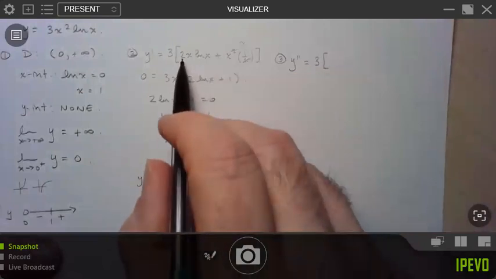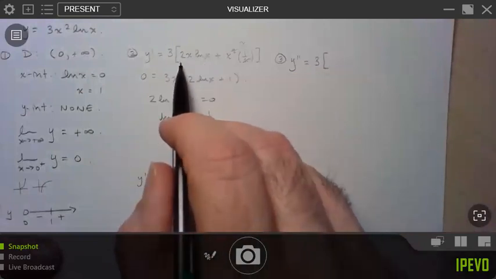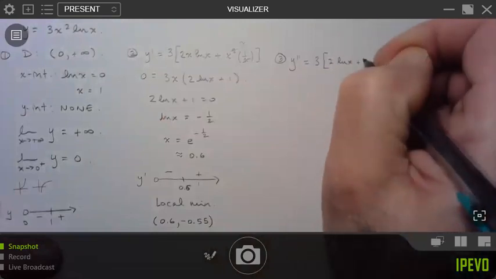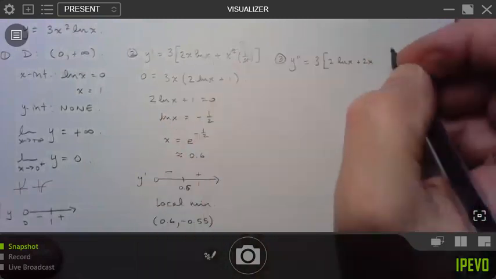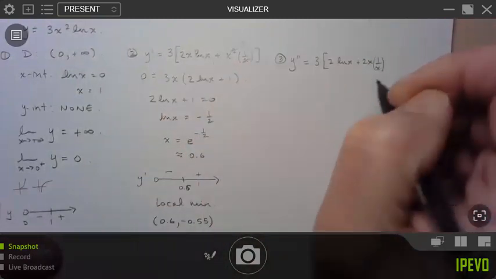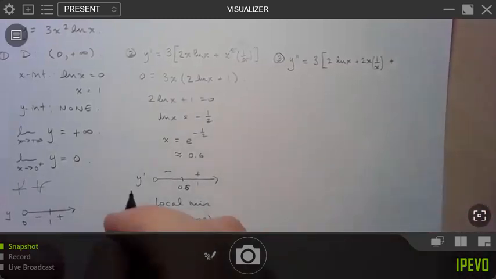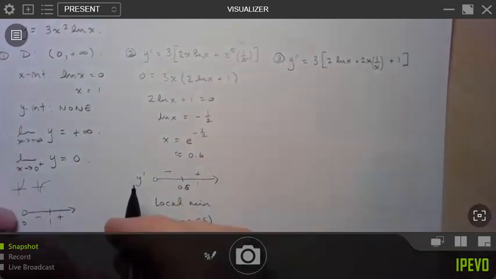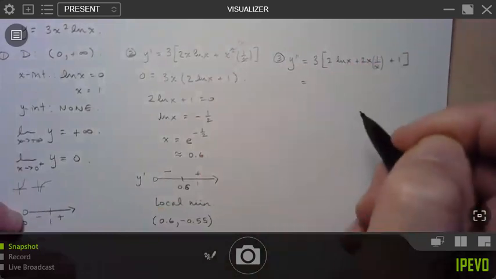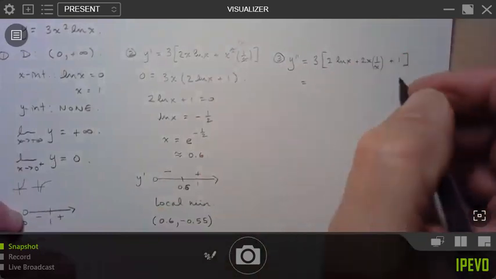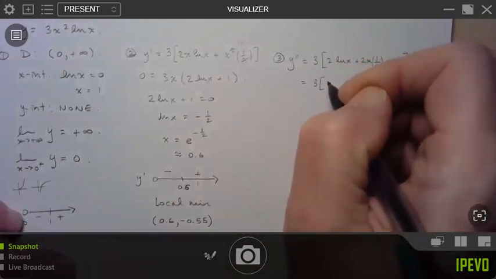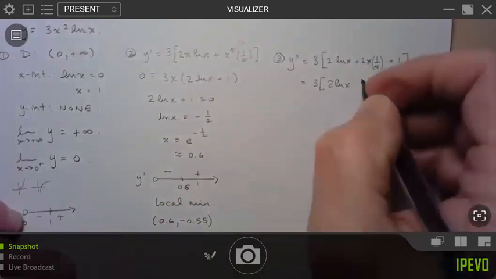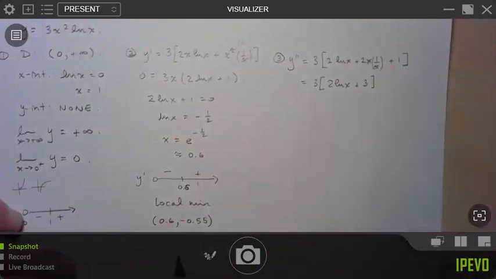Now when I take the derivative of this portion, the derivative of 2x is 2 times ln x, plus 2x times the derivative of ln x, which is 1 over x, plus the derivative of x, which is 1. Let's simplify that before I do anything with it. I've got 3 times, so I've got 2 ln x, and here the x's cancel out, so I just end up with 2 plus 1. Which is not so bad.